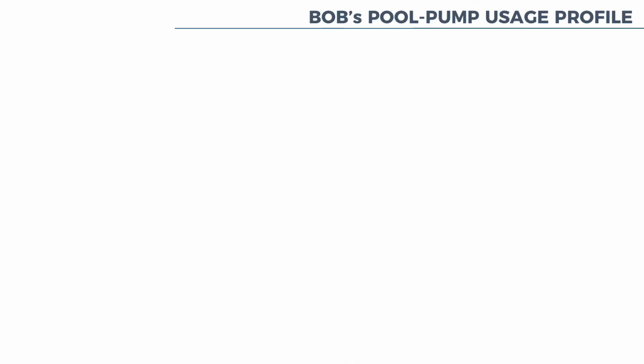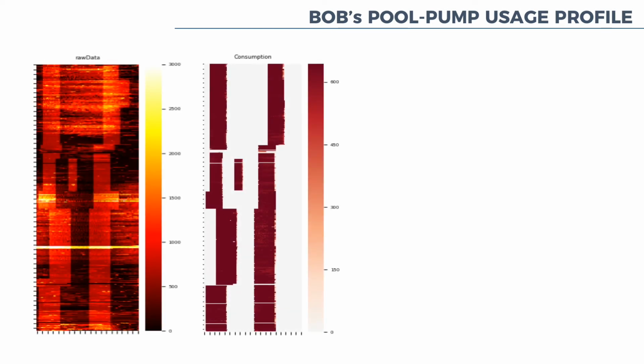So this is just one example we saw. Let's move to another appliance, the pool pump. Same thing, we have the heat map on the left side, and the right side is the output of disaggregation.